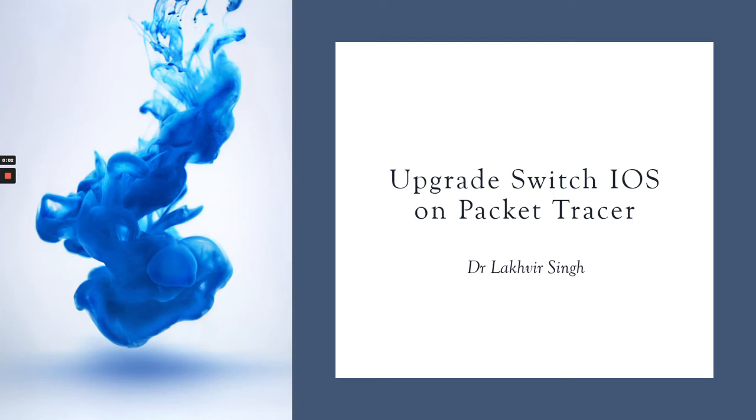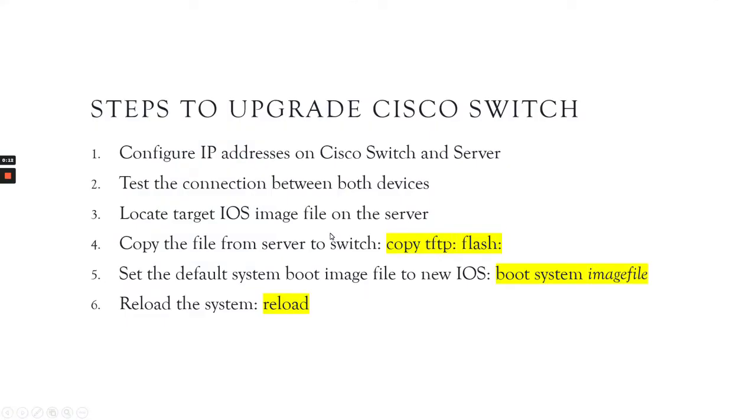This video is about upgrading your Cisco switch iOS on a packet tracer. So there are a total of six steps to upgrade a Cisco switch on a packet tracer. First of all, you need your Cisco switch and also a server where the image file is stored.